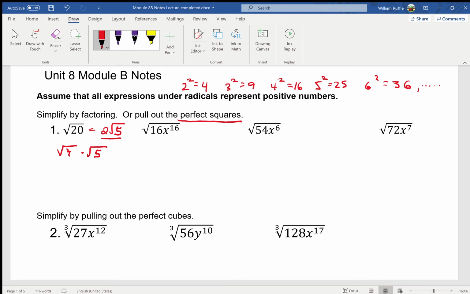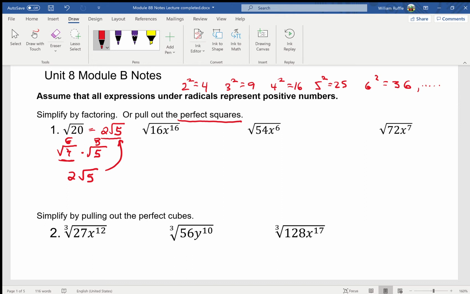Now I like to do a silly thing called the good guys and bad guys. I put the good guys in one square root and the bad guys in the other. When the good guys are in the square root of 4, they escape the radical. So it's 2 root 5. And there's my answer.